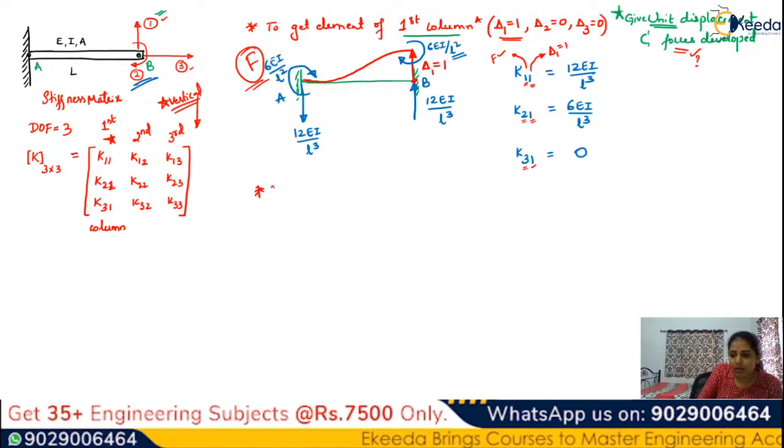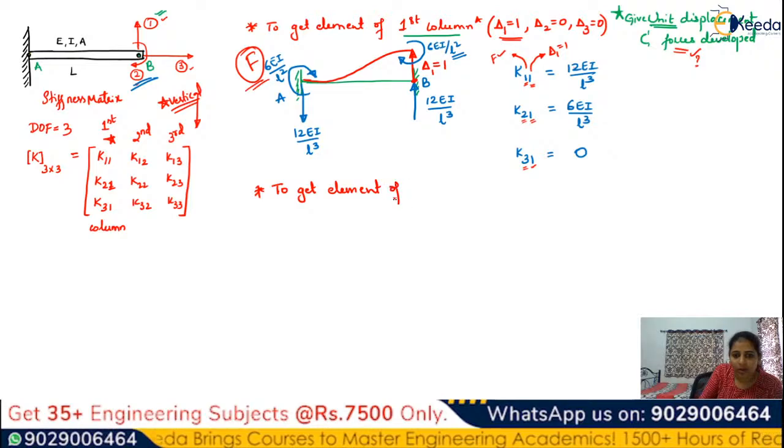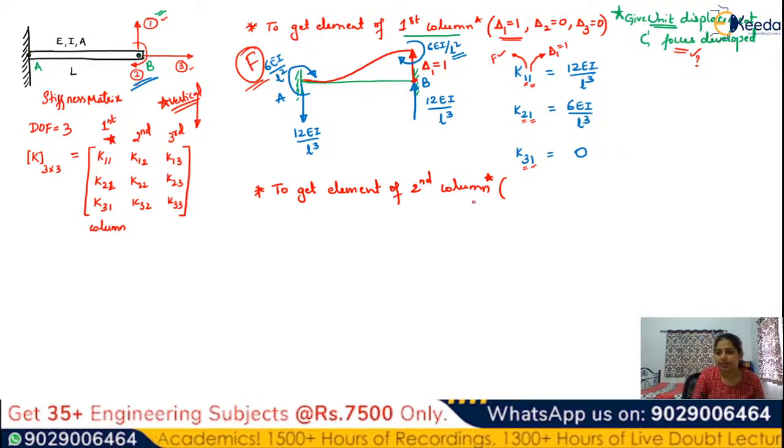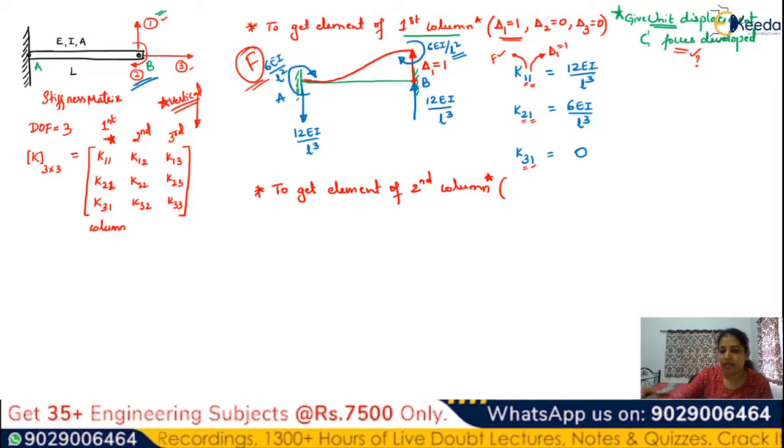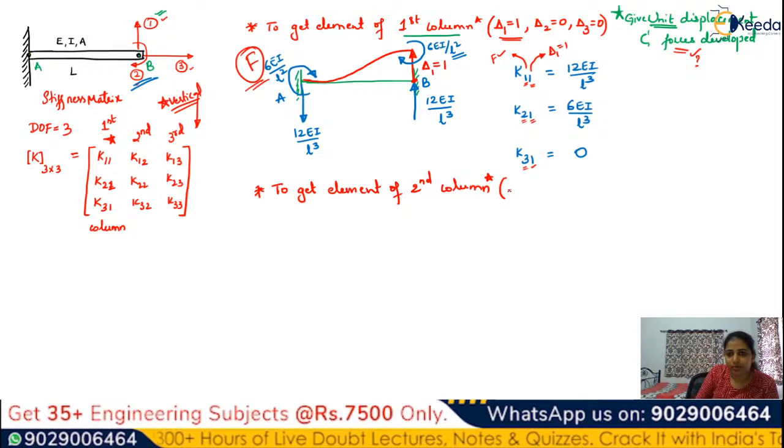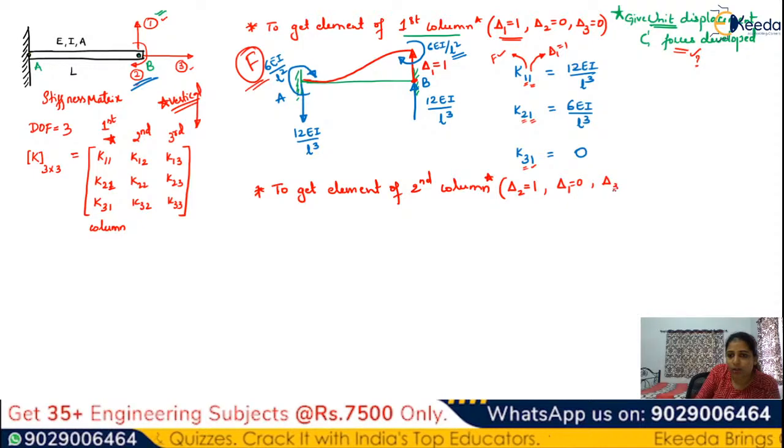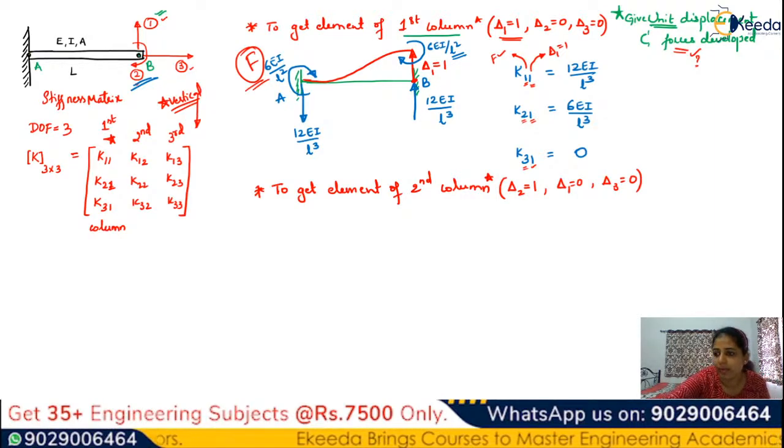Right, now to get elements of the second column, what do we have to do? We'll have to apply unit displacement in the second coordinate and the other coordinates will be equal to 0. Delta 1 and delta 3 will be 0. At delta 2, you have to keep it equal to 1. Okay.